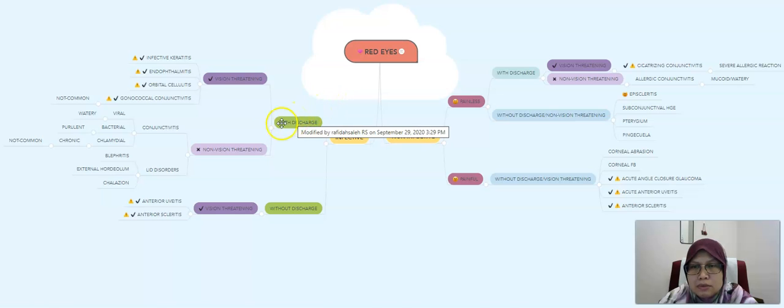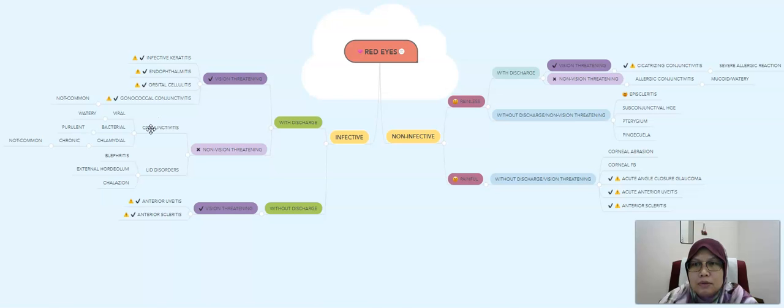So how about red eyes, infective in nature, with discharge, but which is non-vision threatening? This is our bread and butter, conjunctivitis. Conjunctivitis can be due to viral, which is the common cause. In viral conjunctivitis, usually the discharge is watery.